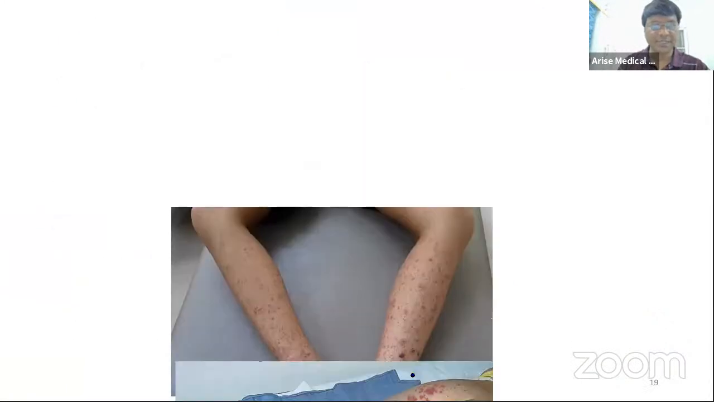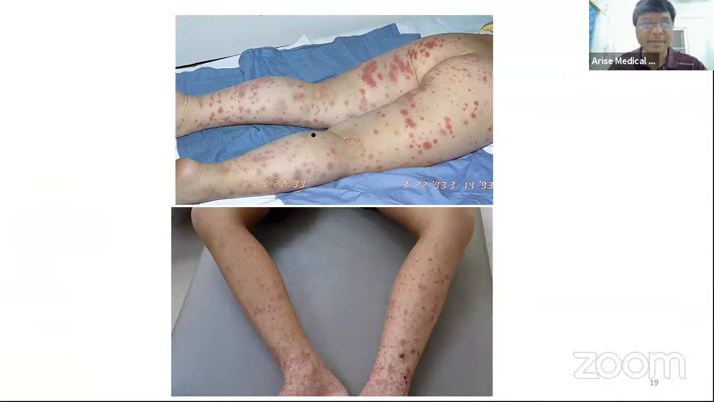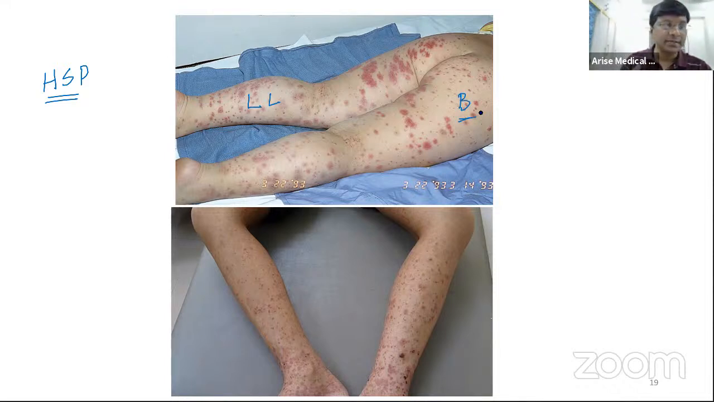Next. Now, see, this is your palpable purpura. Now, where is this palpable purpura distributed in case of Henoch-Schonlein's purpura? This is distributed over the lower limbs and as well as over the buttocks. And not only that, the purpura is also distributed over the trunk.